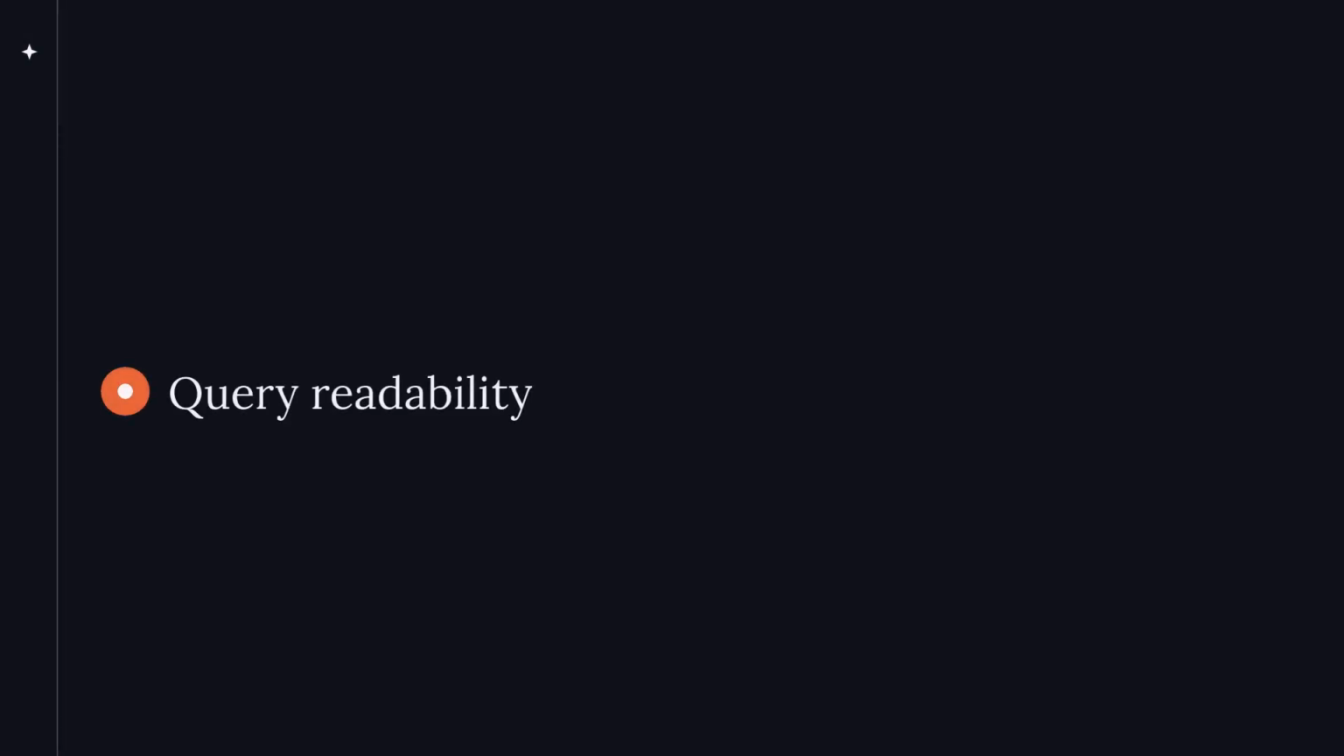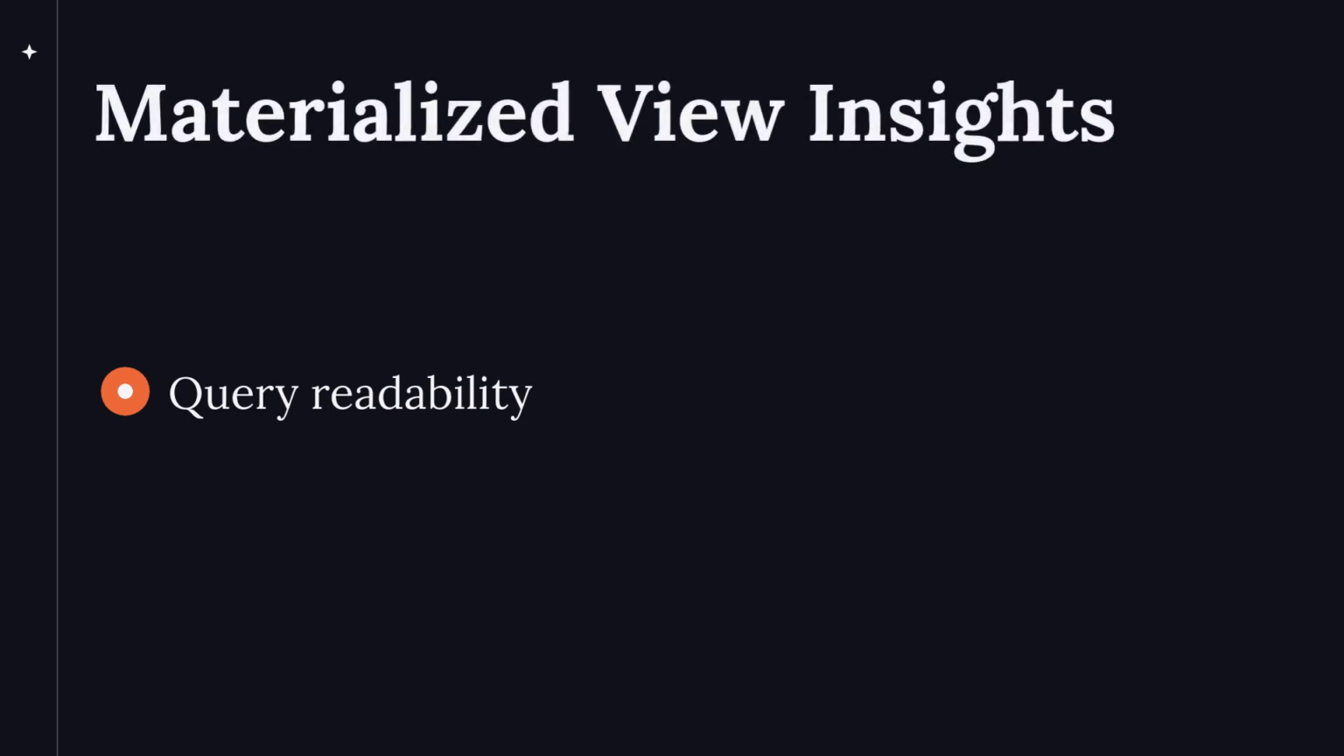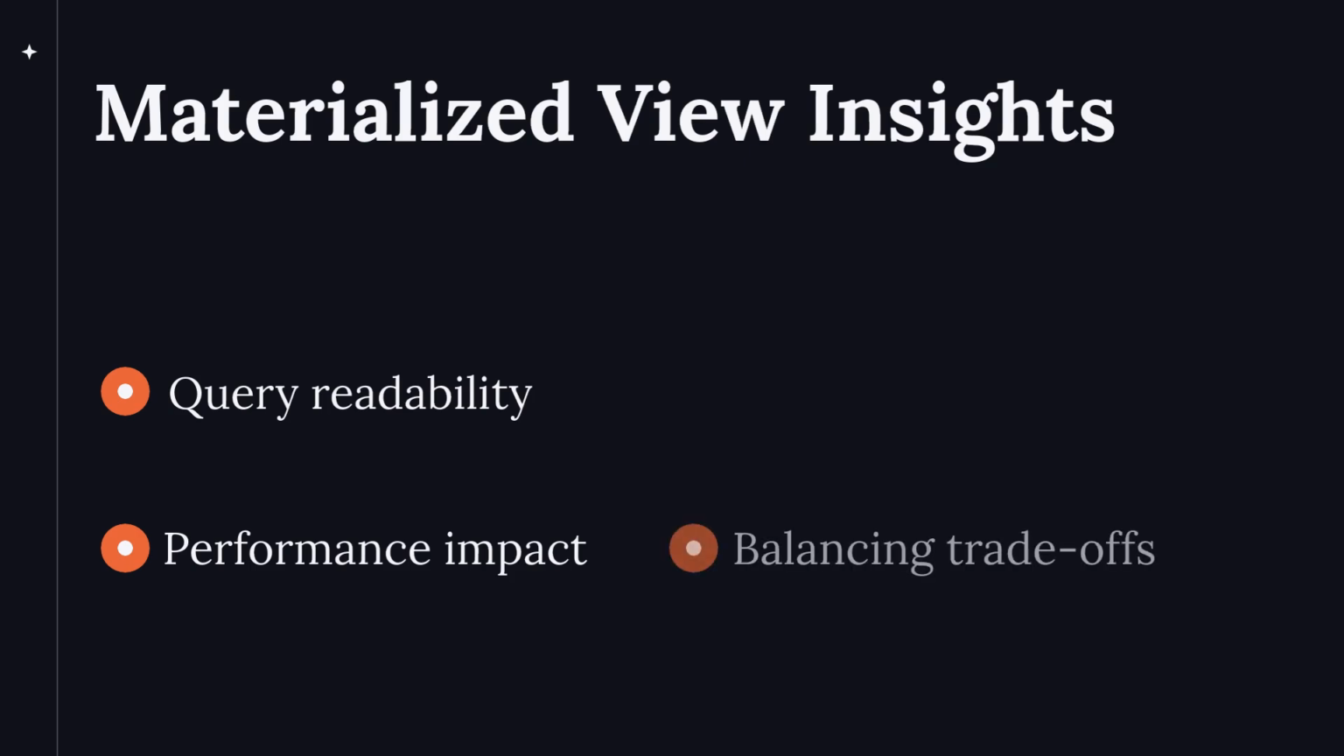While views improve query readability and reuse, they don't inherently boost speed unless materialized. Materialized views need refreshing, adding complexity and storage costs. Non-materialized views run full queries each time, impacting performance. Balancing these trade-offs is crucial, especially in systems with frequent updates or high concurrency.